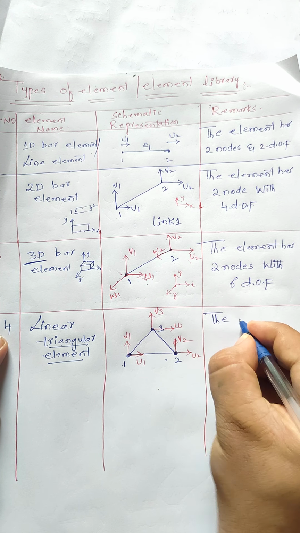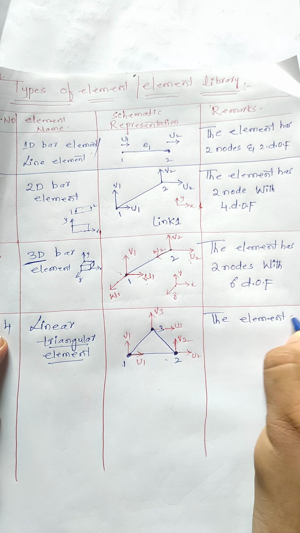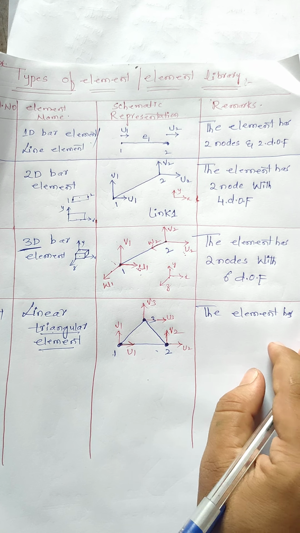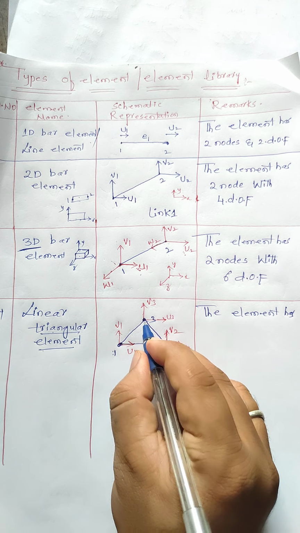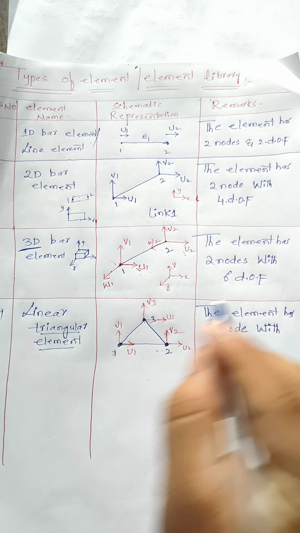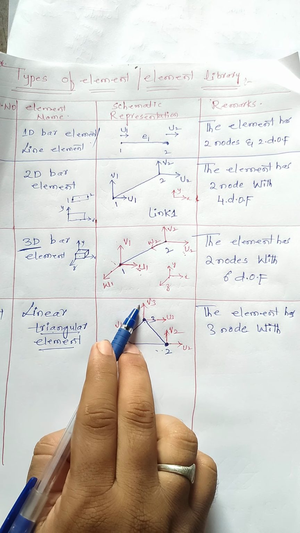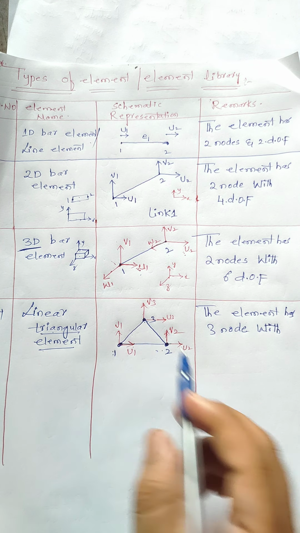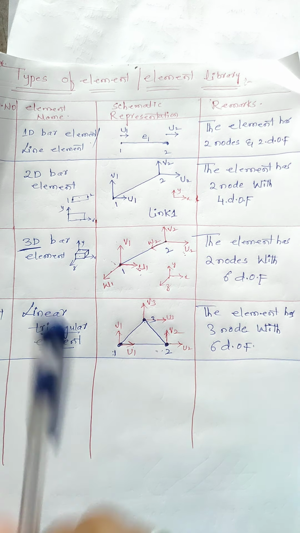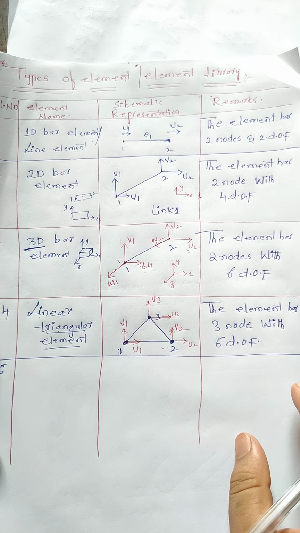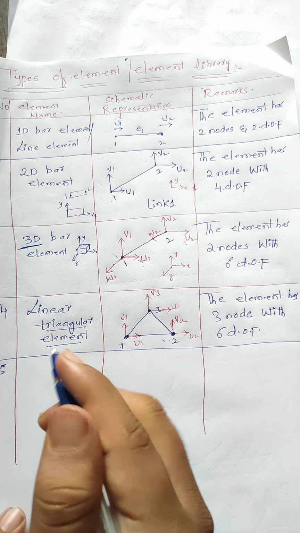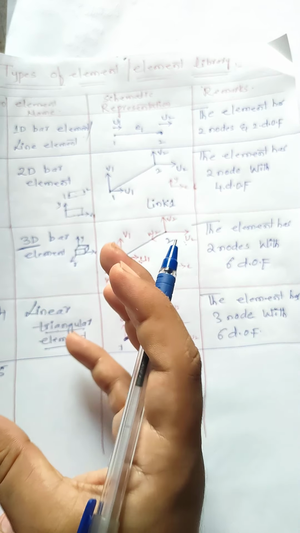This element has how many nodes? 1 2 3 nodes, with how many degrees of freedom here? u1 v1, u2 v2, u3 v3. Total 6 degrees of freedom are acting. 6 degrees of freedom. Okay dear, serial number 5. Then the next one we are talking about is the quadratic triangular element.